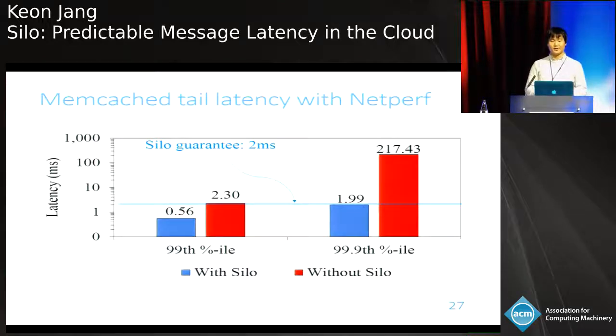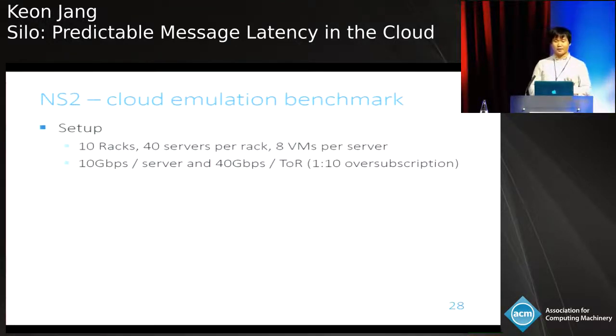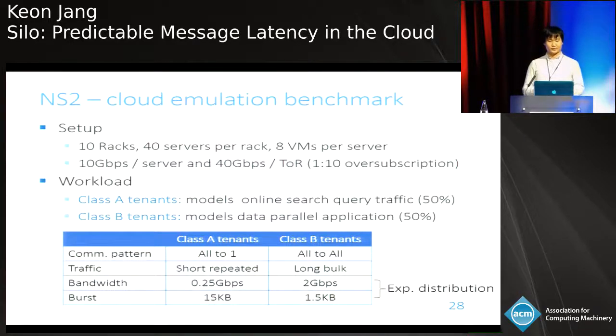Next is the packet-level simulation using NS2. We target medium scale by modeling 10 racks, 40 servers per rack, and 8 VMs per server, so a total of 400 servers and 3200 VMs. We emulate the cloud workload by randomly generating two types of tenants. Class A tenants are latency-sensitive tenants modeling online search query traffic. They send short messages with an all-to-one communication pattern. And class B tenants are bandwidth-sensitive tenants modeling data-parallel applications. We use the parameters in the table and generate the parameters for each random tenant using an exponential distribution.